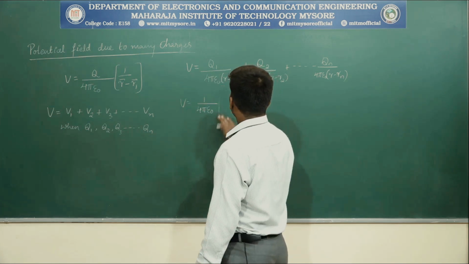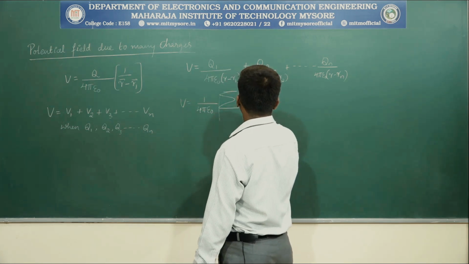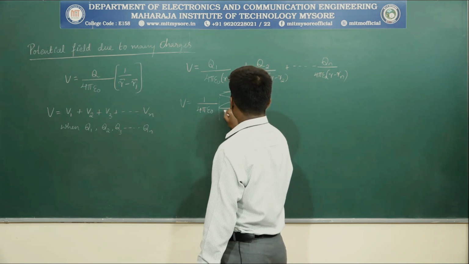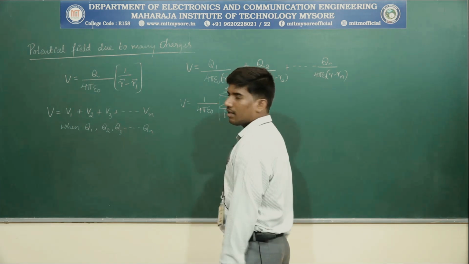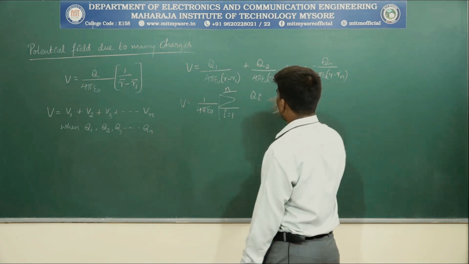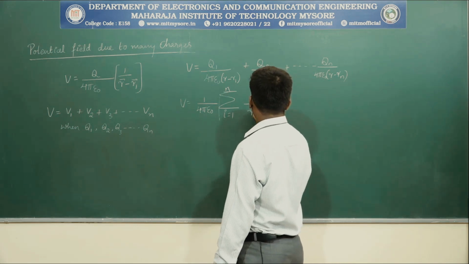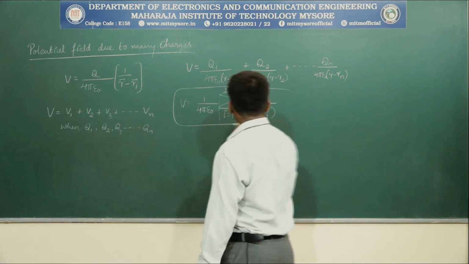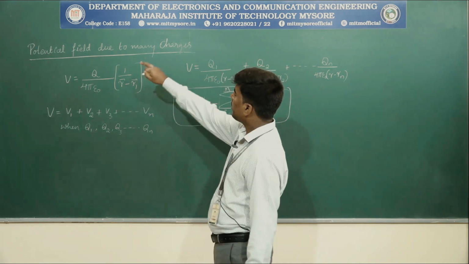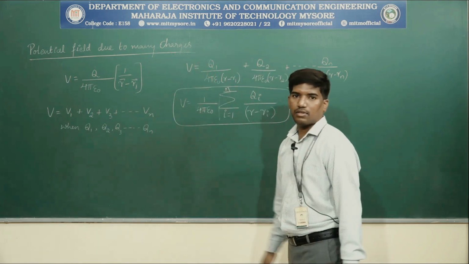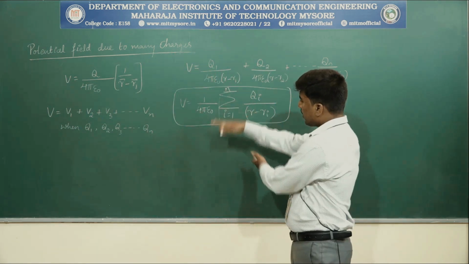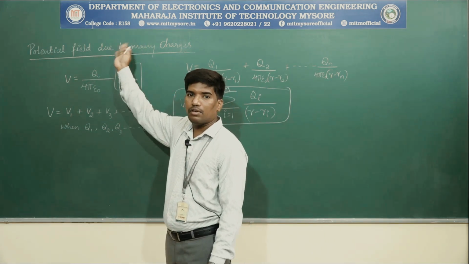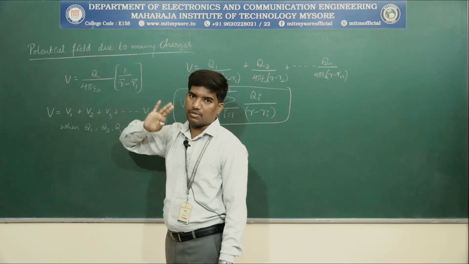Then we can use the summation of Qi, where i varies from 1 to n, divided by |R minus Ri|. This is the expression for the potential field due to many charges. Got it? So in the next topic we can find the potential due to line charge distribution, volume charge distribution, and surface charge distribution. Okay?